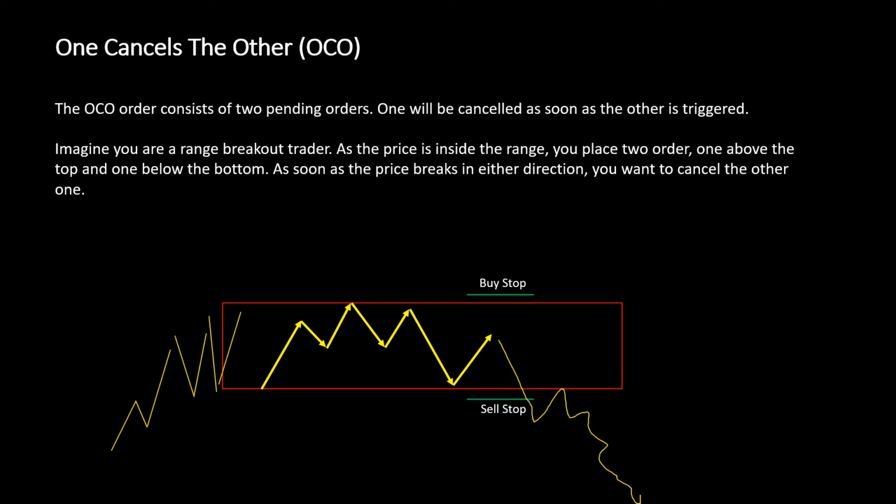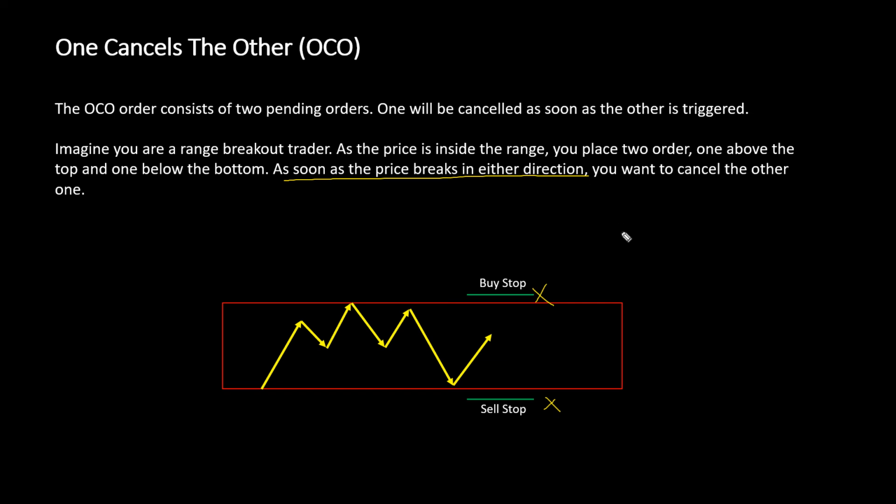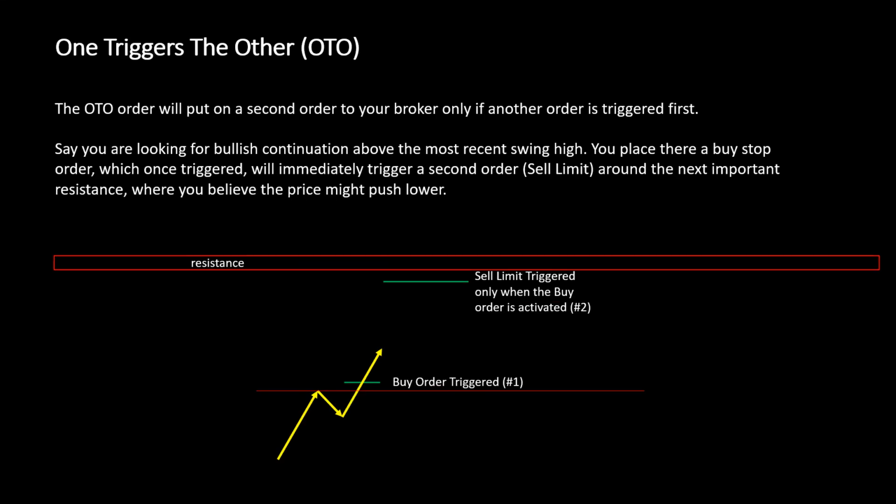Very popular. There are different types of boxes the trader creates at specific times or levels. So basically what you can do, as the price is inside the range, you place two orders, one above the top and one below the bottom. Above the top would be the buy stop for the breakout. Here it will be a sell stop, sell below the given market, right? As soon as the price breaks in either direction, you want to cancel the other one. And this is where the OCO comes in. One cancels the other. And also from the same family, we have another order, the OTO.